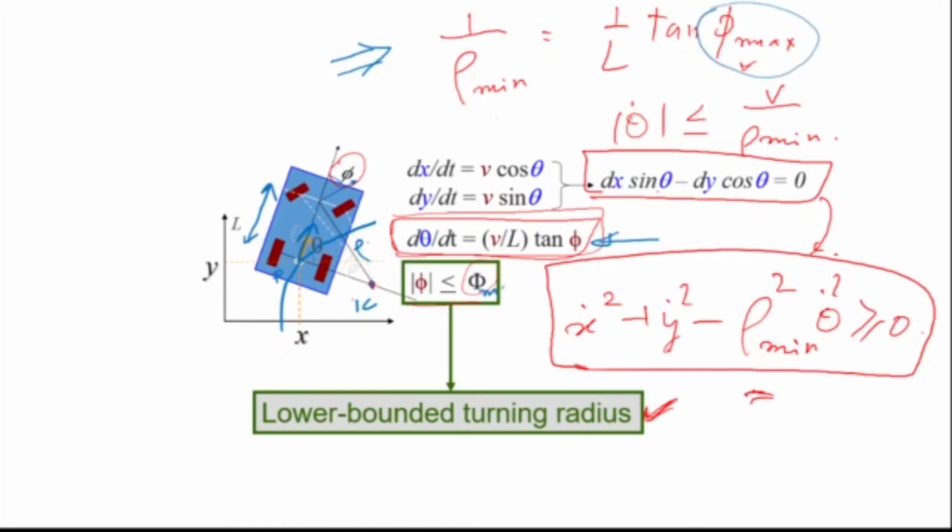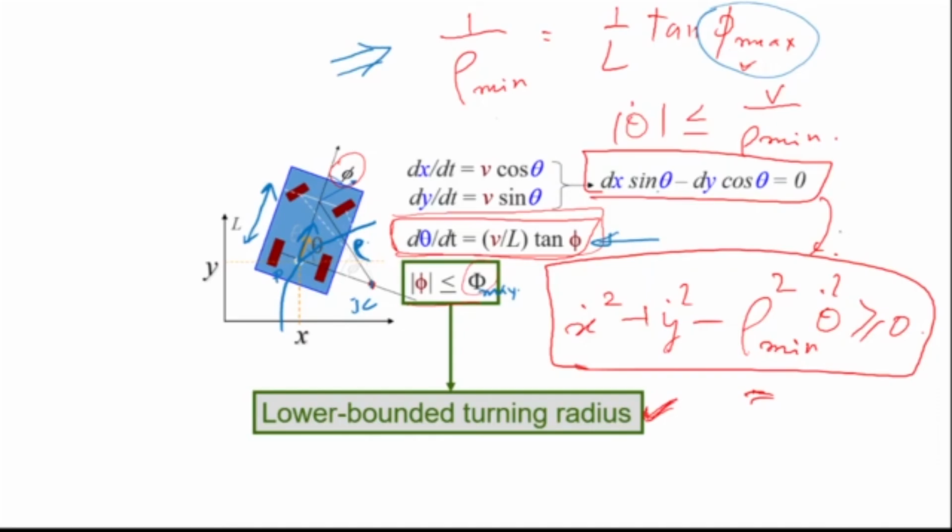Okay, so this is phi max. It is constrained by this equation: x dot squared plus y dot squared minus rho min squared times theta dot squared is greater than or equal to 0. How do we get that? This is my rho, the instantaneous center of rotation. The radius of rotation is 1 by rho, which is equal to 1 by L tan of phi max.